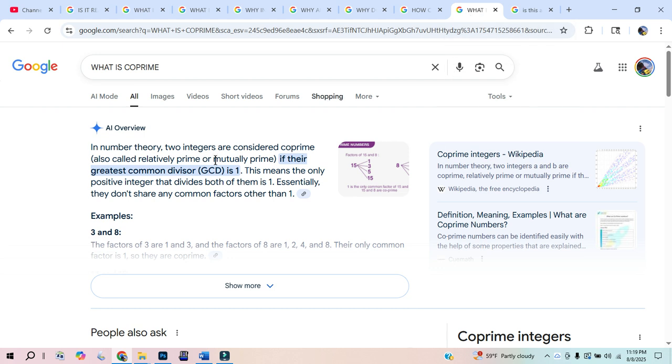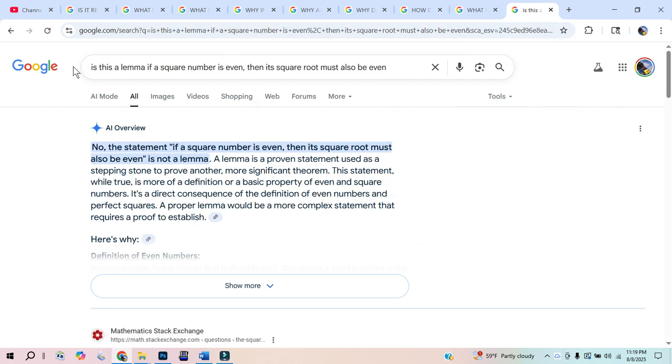Hell yeah. And we looked up what coprime is. And I asked if this is a lemma: if a squared number is even, then its square root must also be even. And it says, no, this is not a lemma. A lemma is a proven statement used as a stepping stone to prove another, more significant theorem. This statement, while true, is more of a definition or basic property. See, I don't even know what they're even talking about in this one.